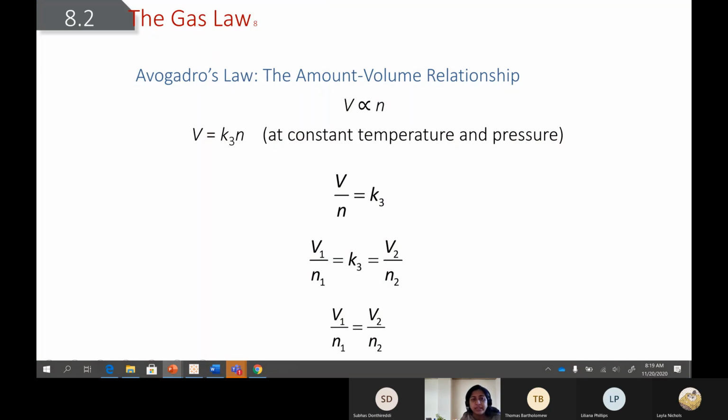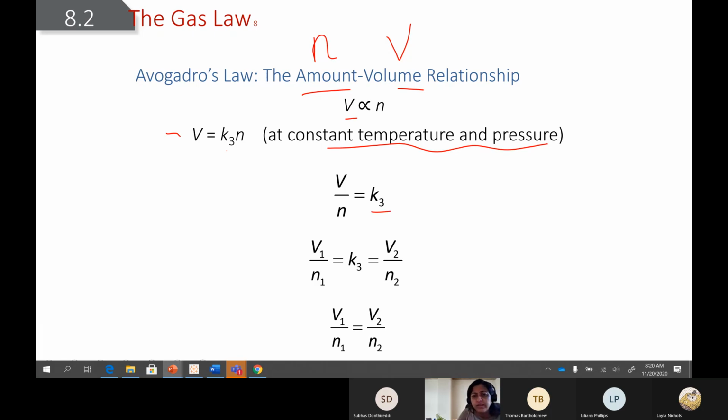Next, we'll look at Avogadro's law. Avogadro's law relates the amount and the volume. The amount is the moles and the volume is V. Under constant temperature and pressure, the volume is directly proportional to the amount. So under constant temperature and pressure, we can say V equals a constant multiplied by the amount.